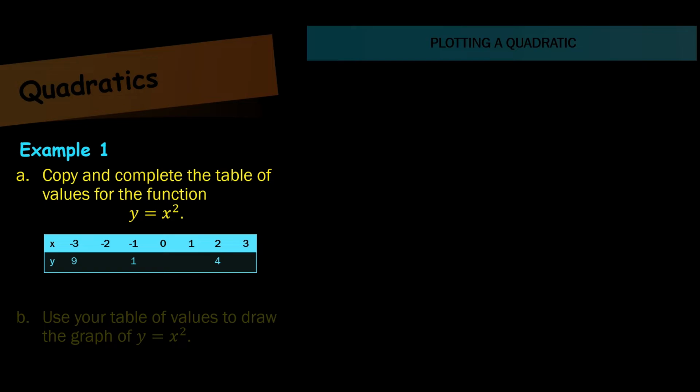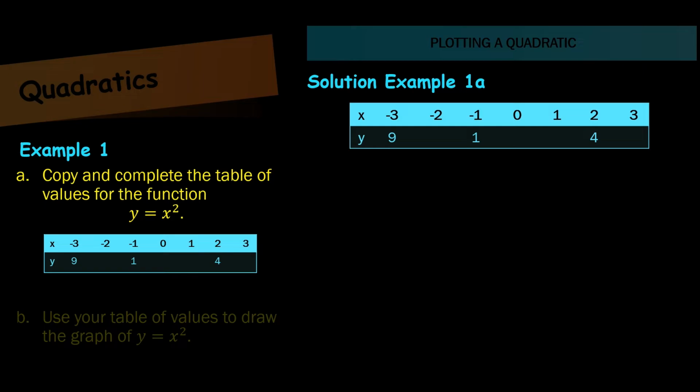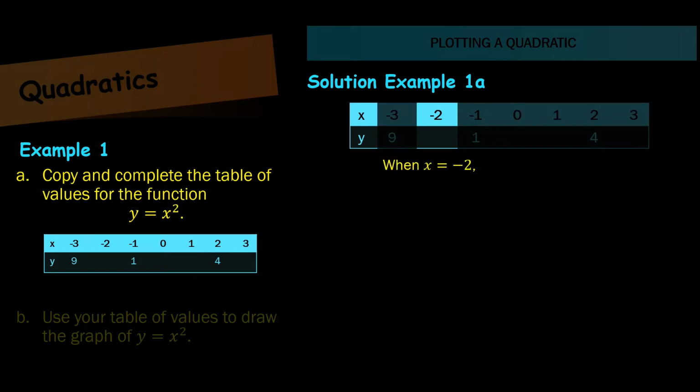Let's take a look at part A first. We are required to copy and complete the table of values shown on your screen for the function y equals x squared. So let's solve this. When x equals minus 2, what is y? Let's plug this into the equation y equals x squared. So we have minus 2 all squared, which is of course equal to 4. So let's add the value 4 to our table as shown.